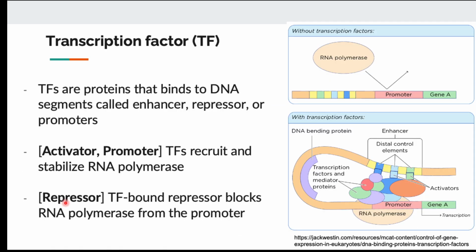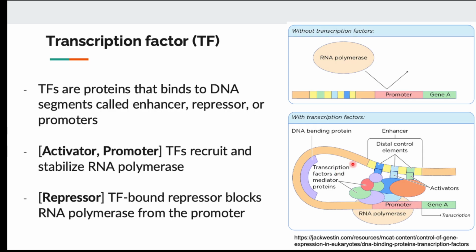So one popular mechanism for regulating gene expression is via transcription factors. Transcription factors are proteins, and this protein can bind to DNA at different locations. It can bind to the promoter of a gene, and it stabilizes RNA polymerase. So with a transcription factor bound to the promoter, RNA polymerase can bind more strongly to the DNA, and RNA polymerase can then transcribe the gene. So these are transcription factors that activate gene expression.